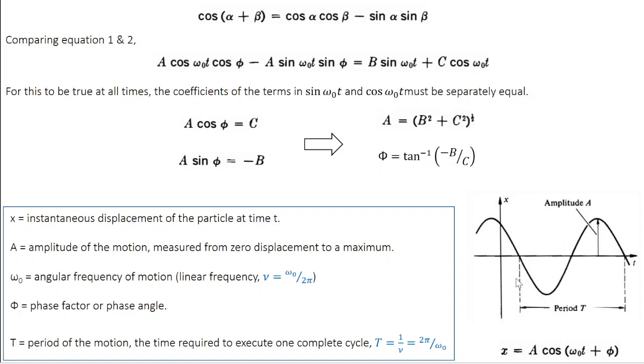And there is another important parameter known as the time period, capital T. This is the time required to execute one complete cycle. So basically you start from this point, complete one cycle and arrive at the same point. The time taken for one complete cycle is known as capital T, and this is the inverse of the linear frequency, or in terms of angular frequency omega naught, I can write T equal to 2 pi by omega naught. And the distance traveled in one complete cycle is the wavelength.